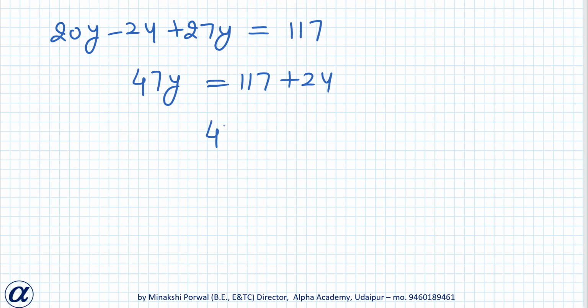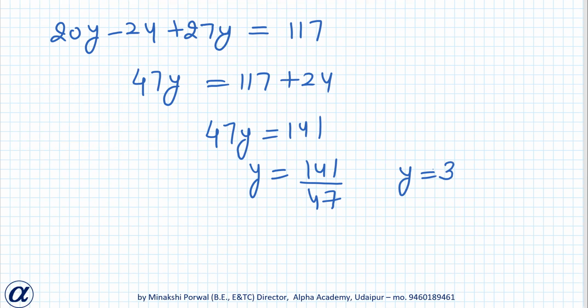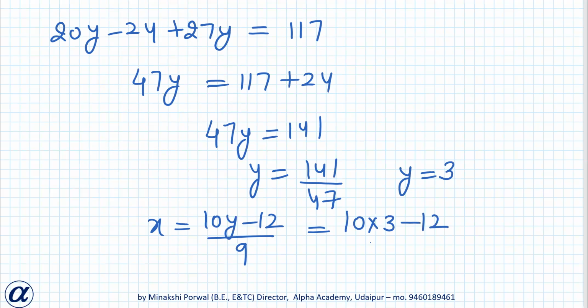So 47y equals 141. y equals 141 by 47. Okay, so y is 3. So x equals (10y minus 12) upon 9. So (10 into 3 minus 12) upon 9, that is equal to 18 upon 9, that is equal to 2.